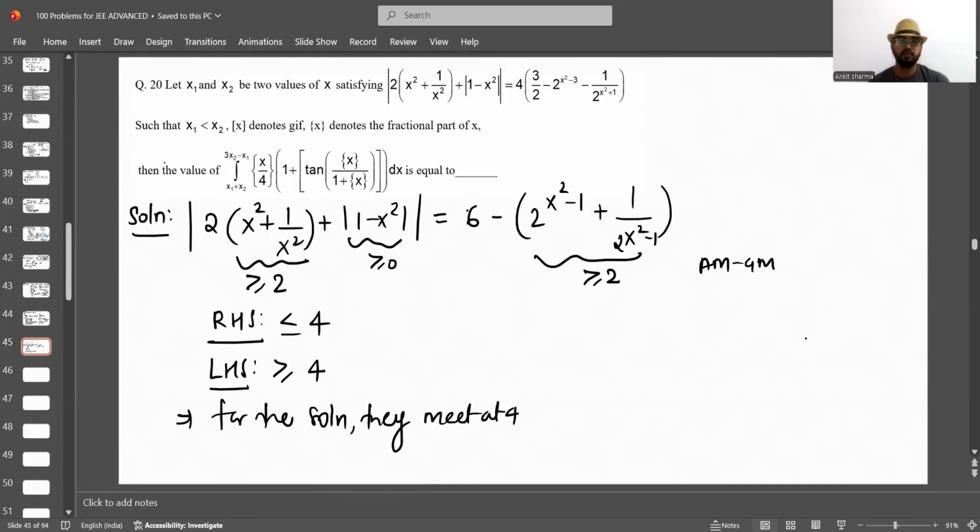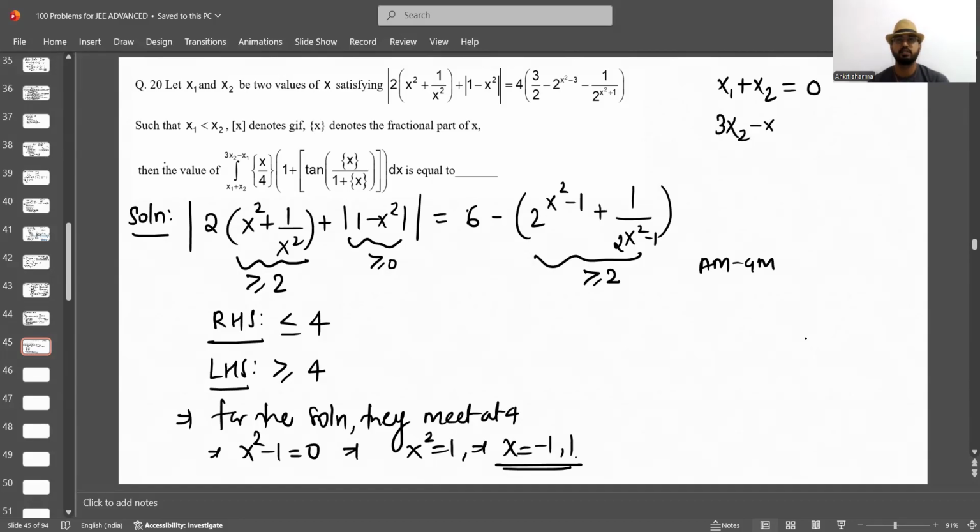So when they meet at 4, which means this quantity should achieve its minimum, which is x square minus 1 should be equal to 0, or you could say that both of them should be equal. Okay, so x square minus 1 should be 0, which means x square is equal to 1, and that is x is equal to minus 1, 1. So now we'll set it up here. I have x1 plus x2, the lower limit for this integration, which is minus 1 plus 1 is 0. And then 3x2 minus x1 is going to give me 3 plus 1, which is 4. So my integral setup is ready from 0 to 4.